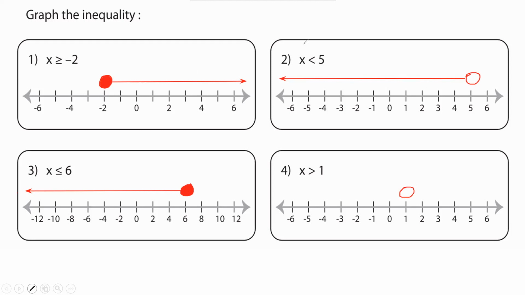And then we're gonna go to the left or to the right? To the right. Why to the right? Because x is greater than. It's gonna be to the right, and so it's gonna be looking at numbers like 2, 3, 4, 5, 6, 7, and so on. Okay, so those are gonna be the numbers. All right, so these are our first 4 examples. And what I need you to do is write these down.